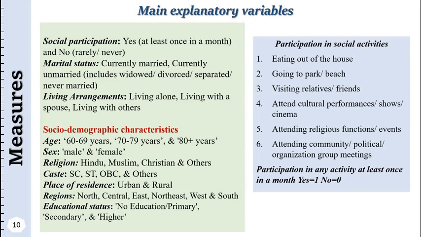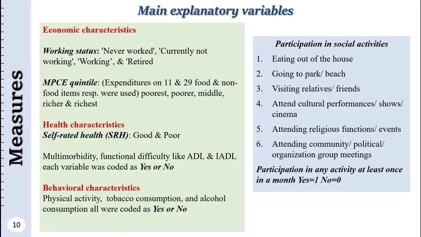In socio-demographic characteristics, we have put age, sex, religion, caste, place of residence, regions, and educational status as control variables. The economic characteristics of older adults, like working status and their MPC quintile, were also considered. In health characteristics, we took into account self-rated health, multimorbidity, and functional difficulty like ADL and IADL activities, which have been coded into the categories yes and no. In behavioral characteristics, we took into account the physical activity of older adults, their tobacco consumption, and alcohol consumption, also coded as yes or no.